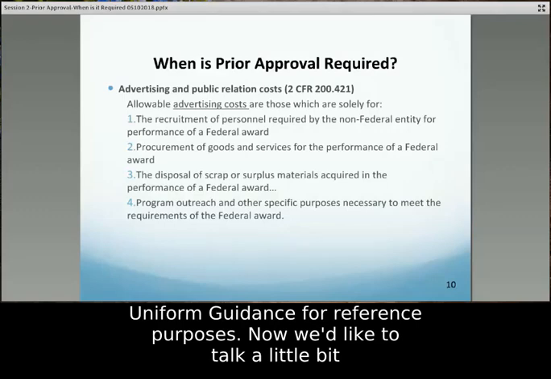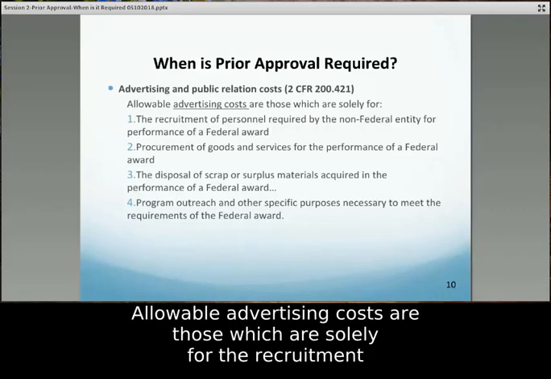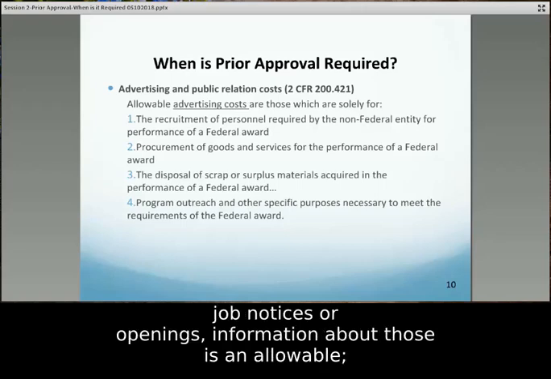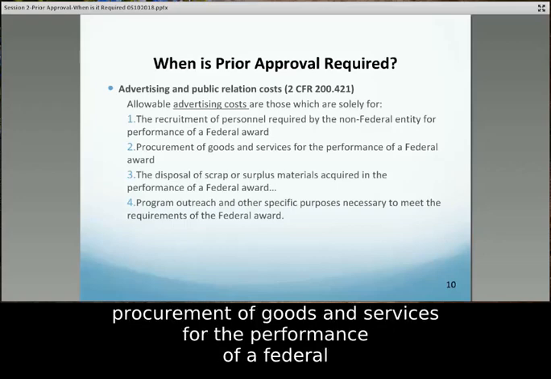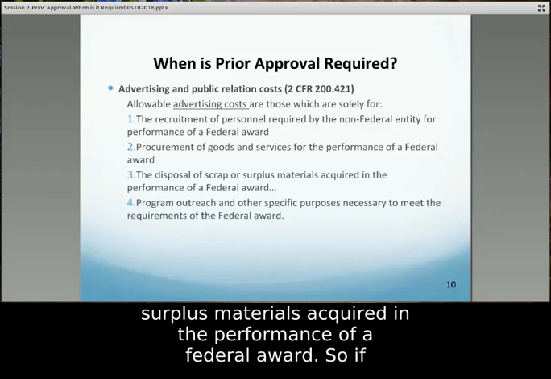Now we'd like to talk a little bit about some advertising or public relations costs that are mentioned in 2 CFR 200.421. Allowable advertising costs are those which are solely for the recruitment of personnel required by the non-federal entity, so certainly putting out job notices or openings, information about those is allowable. Procurement of goods and services for the performance of a federal award, bids, solicitation for bids, proposals, the disposal of scrap or surplus material acquired in the performance of a federal award.